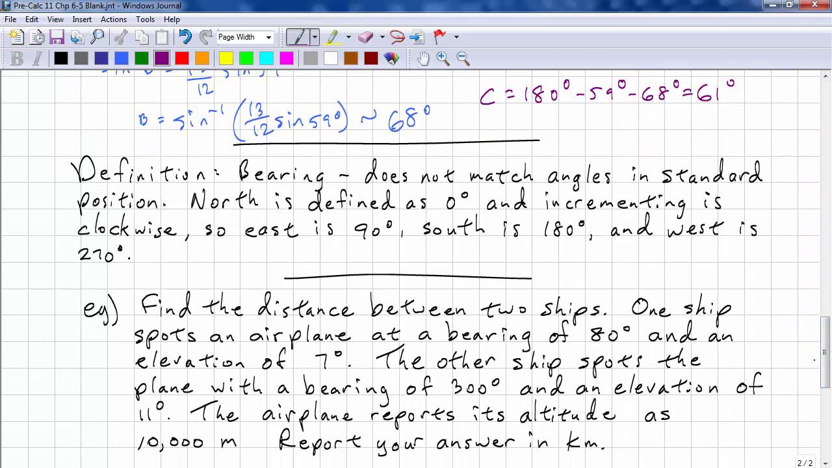So, to solve some other applications, we need to understand what the definition of bearing is. It doesn't match angles in standard position. North is defined to be 0 degrees, and we go clockwise. So east is 90 degrees, and south is 180 degrees, and west is 270 degrees.